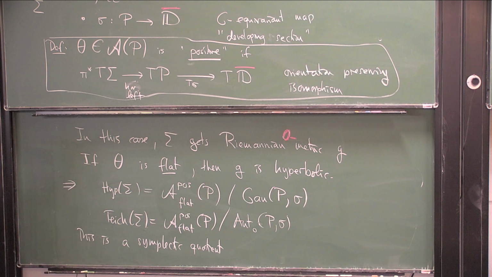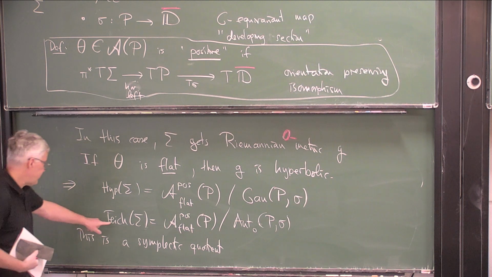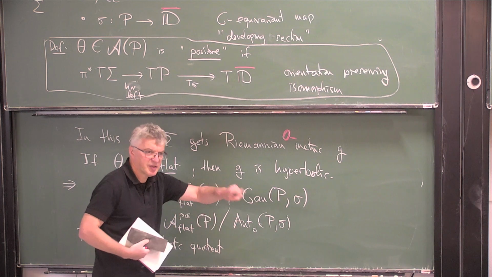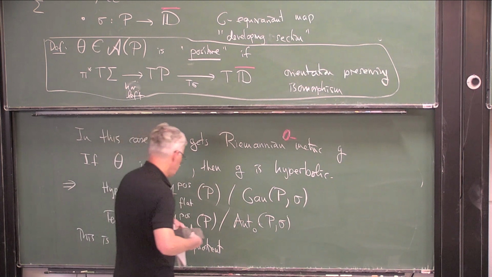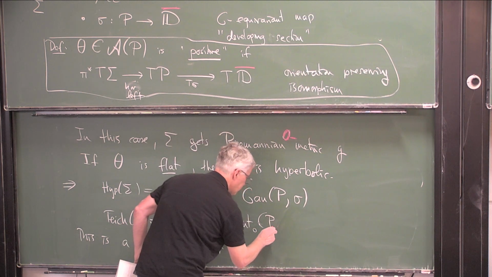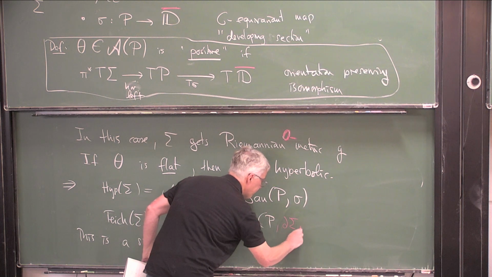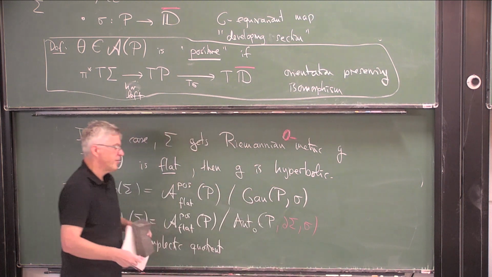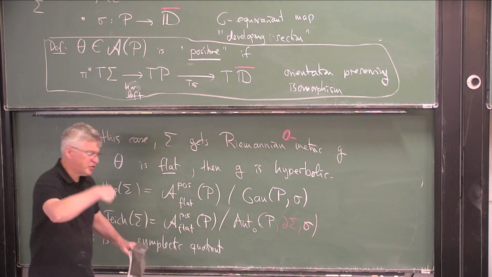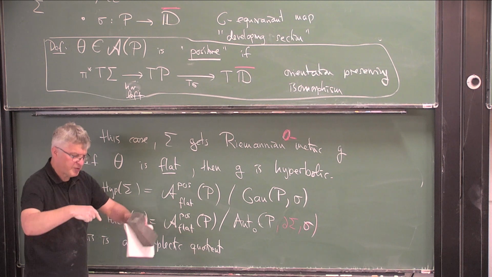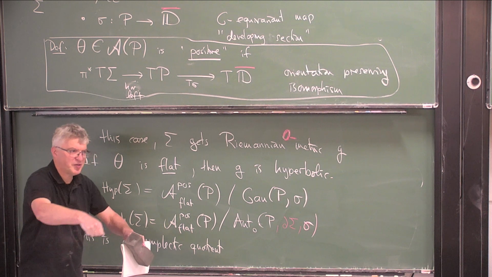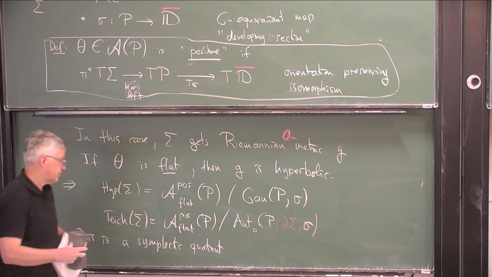And this is then again true on the nose. The hyperbolic structures are positive flat connections up to gauge transformations. That was on the nose. But for the Teichmueller space, be careful, because now the base map should fix the boundary. So it's automorphisms of the principal bundle which fix this developing section, and the base map is not only homotopic to the identity but also fixes the boundary pointwise.